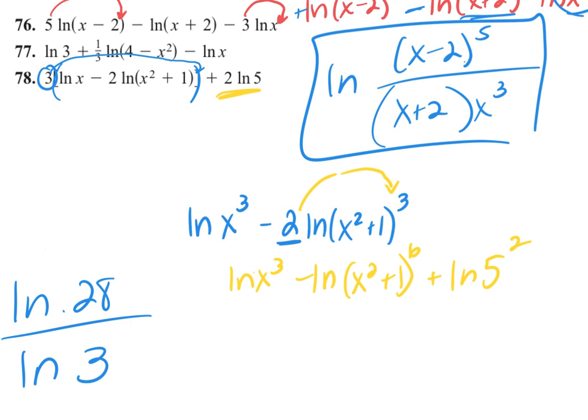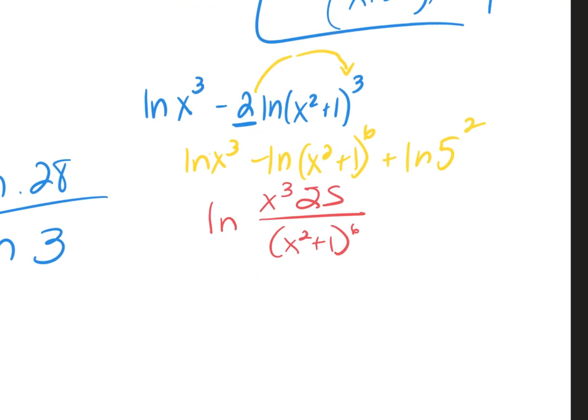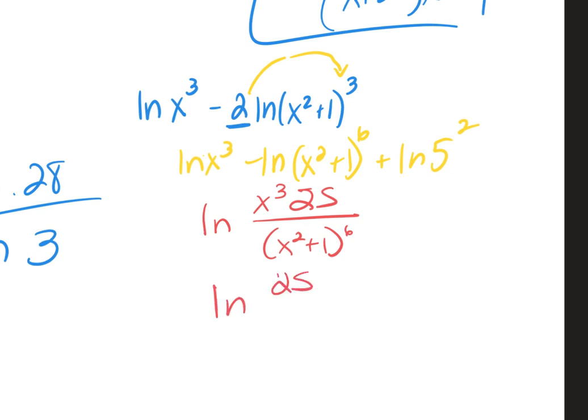Everything with a plus goes in the top, everything with a minus goes in the bottom. So the x to the third is in the top, the 5 squared, which is 25, is in the top, and then in the bottom is your x squared plus 1 to the sixth. And then it would just get rewritten with the constant at the front.